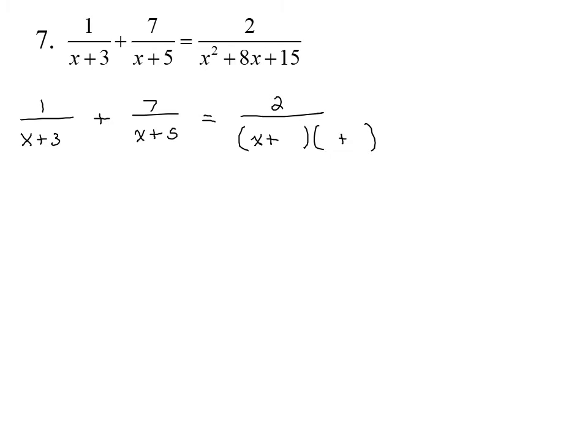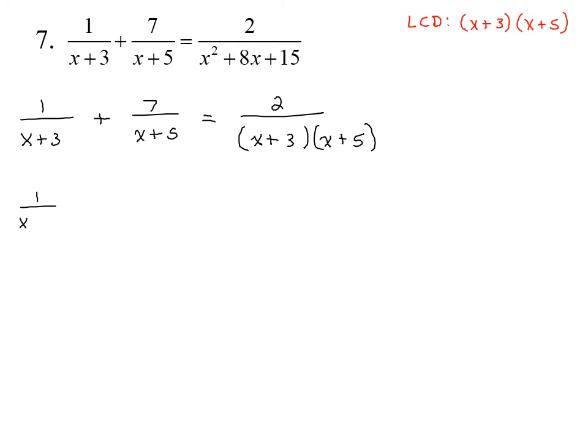The x squared will become x and x like it always does. And two numbers to multiply to 15 would be 3 and 5, because 3 and 5 give me 8 if I add them. So much like the other ones, my common denominator will just be the stuff that's on the bottom. The x plus 3, that's on two fractions, and the x plus 5 is also on two different fractions. So I'm going to multiply everything by x plus 3 and x plus 5.